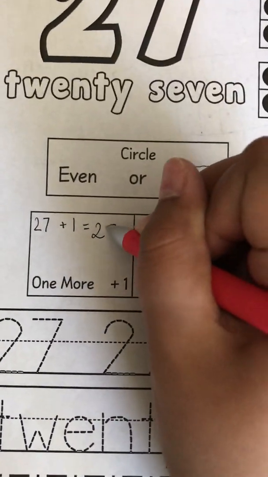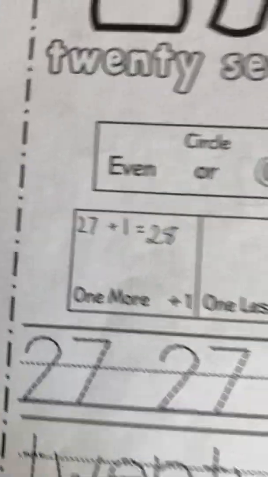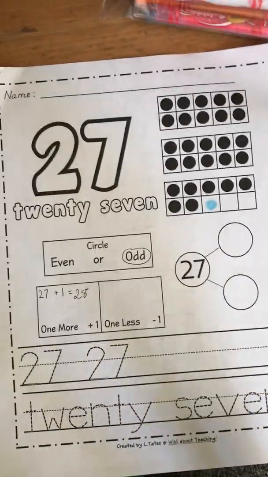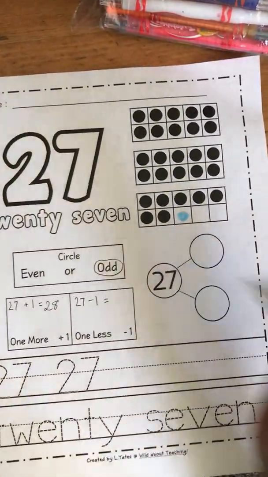So 28 is a 2 and an 8. Okay, so 27 plus 1 equals 28. So then we're going to move on to the next side. So it says 1 less. So then we're going to write our equation. 27 take away 1 equals.